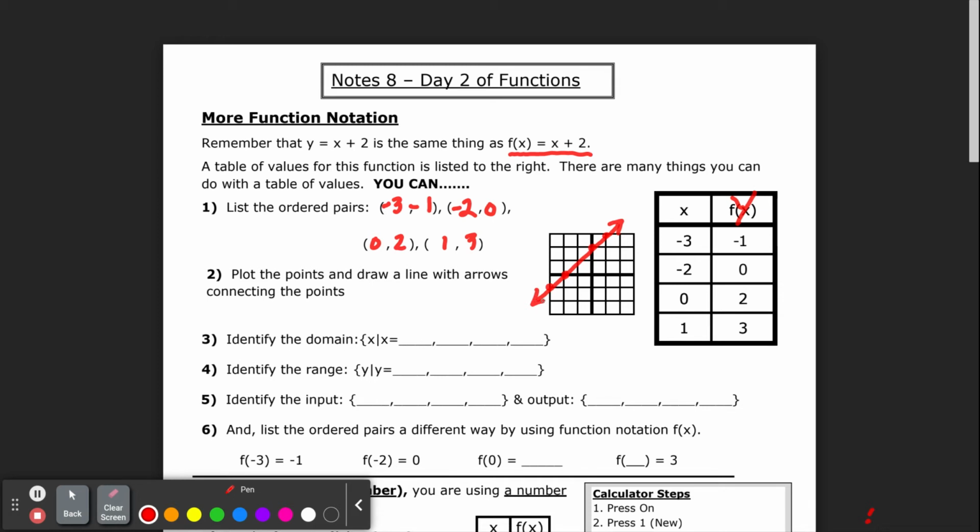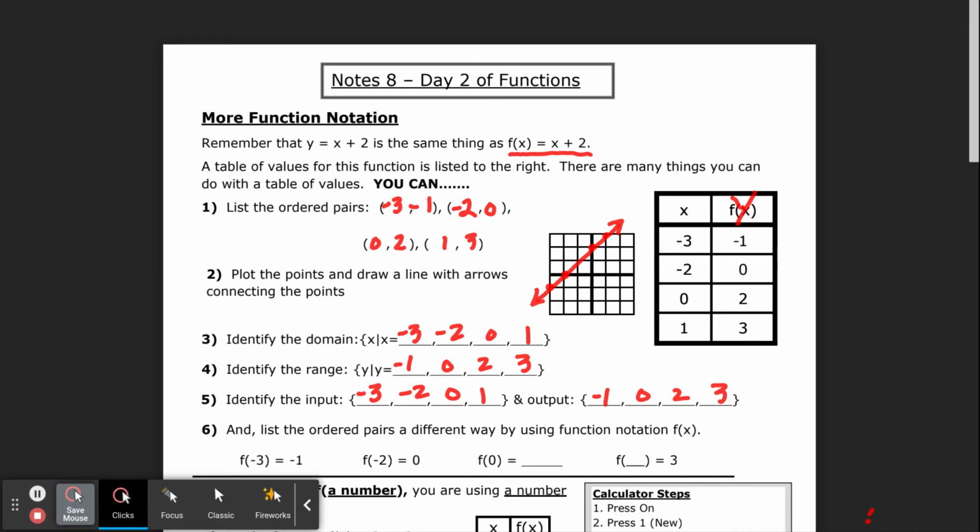We can, number 3, identify the domain. The domain are the x values. And we're going to write these in order from least to greatest. So -3, -2, 0, 1. Then the range values, they're already in order from least to greatest on the table: -1, 0, 2, 3. And the input values are the same thing as the domain, which is the x values. So we're just really repeating 3 and 4. And then the output is -1, 0, 2, and 3.